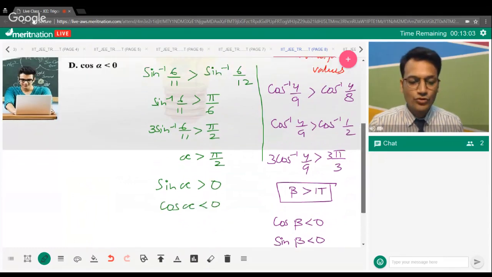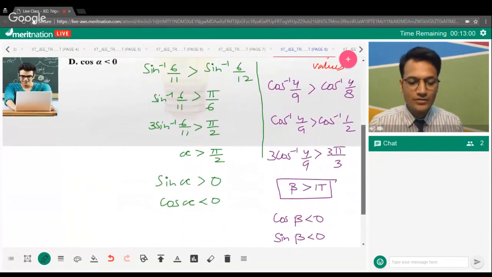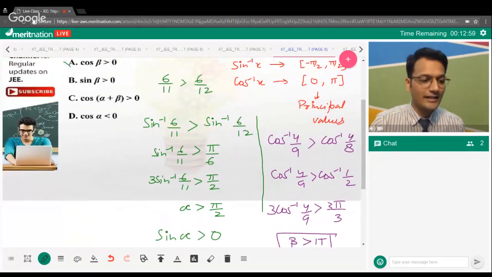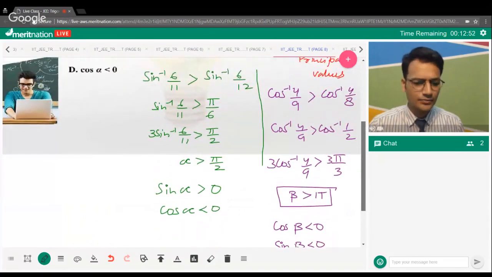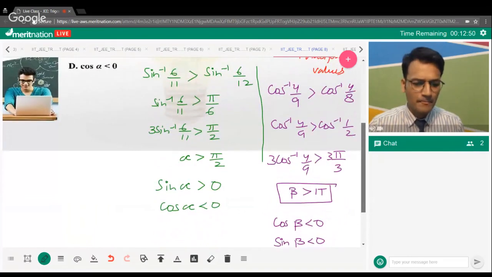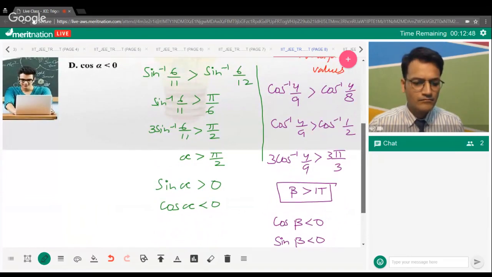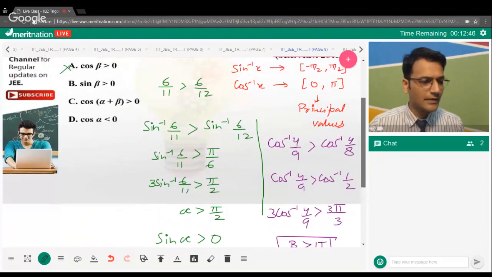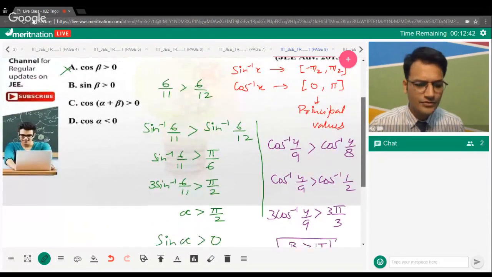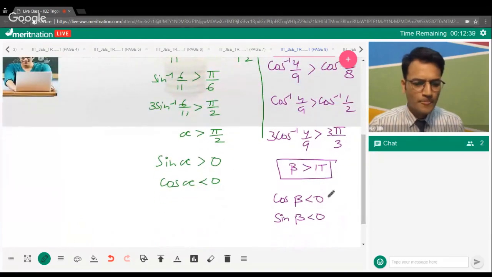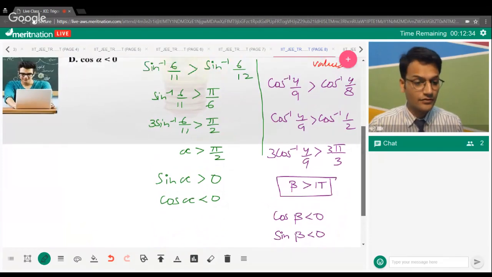So if I choose the answers over here, cos beta is greater than 0. No, it's not. So the first one is incorrect. Sine beta is greater than 0. Is it? Just a moment. This is also incorrect. Sine beta, okay, this is also negative. This was sort of correct.